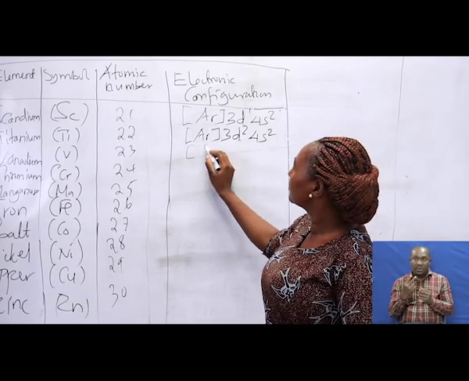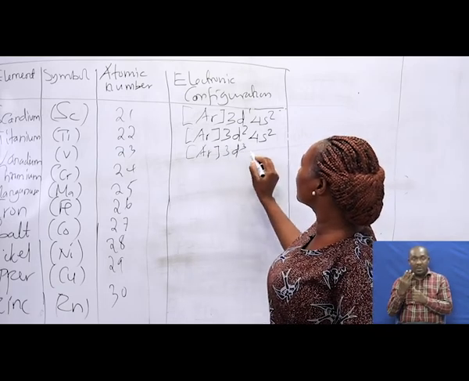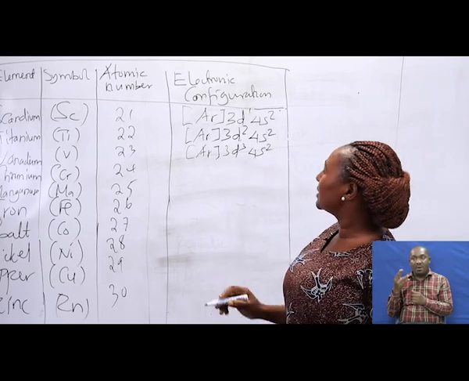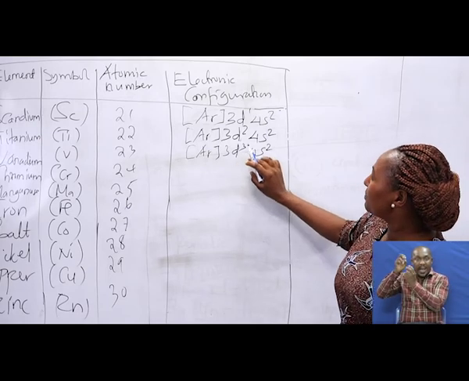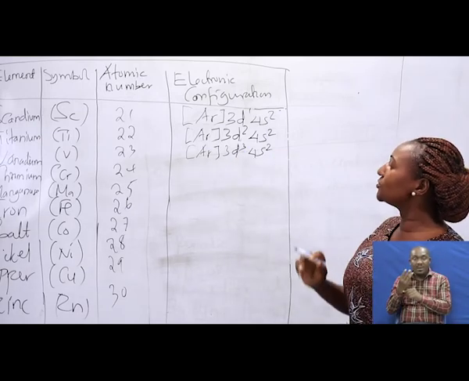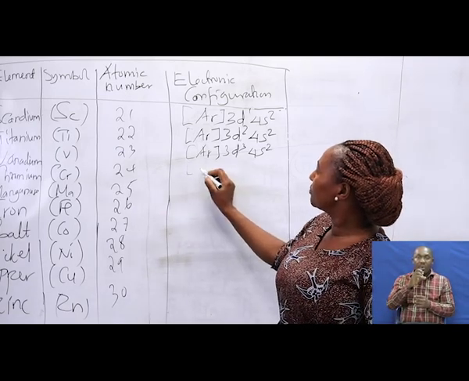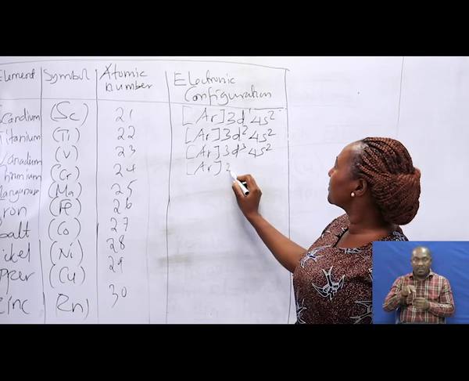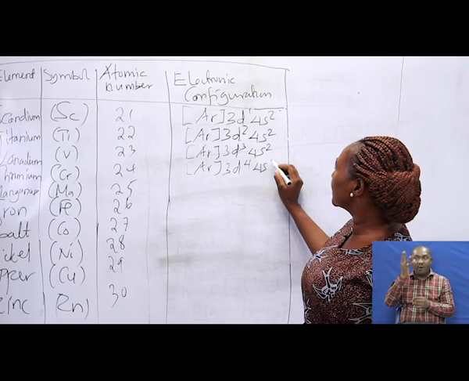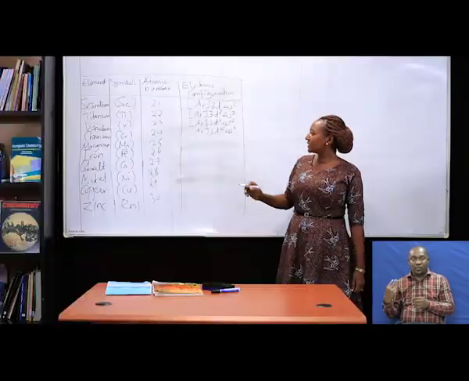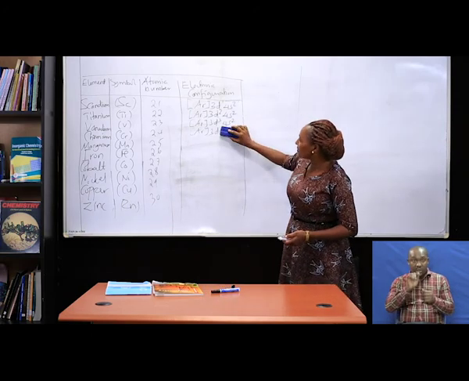Vanadium: argon 3d3 4s2. That means 18 electrons plus 3 plus 2, it is 23. Followed by chromium, which is argon 3d4 4s2.